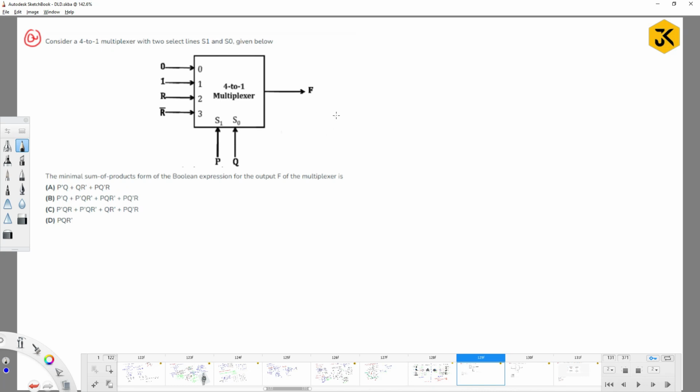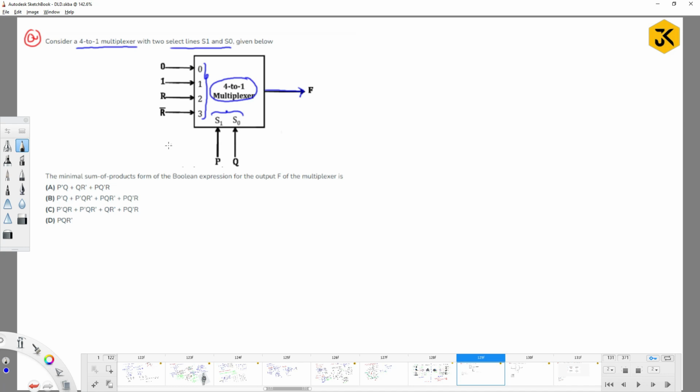Hi, let's see one of the GATE questions which was asked on multiplexers. Consider a 4 to 1 multiplexer with two select lines S1 and S0 given below. Means they have given one 4 to 1 multiplexer, and basically if I am saying that it is a 4 to 1 multiplexer, it is going to have 4 inputs and two select lines and one respective output.